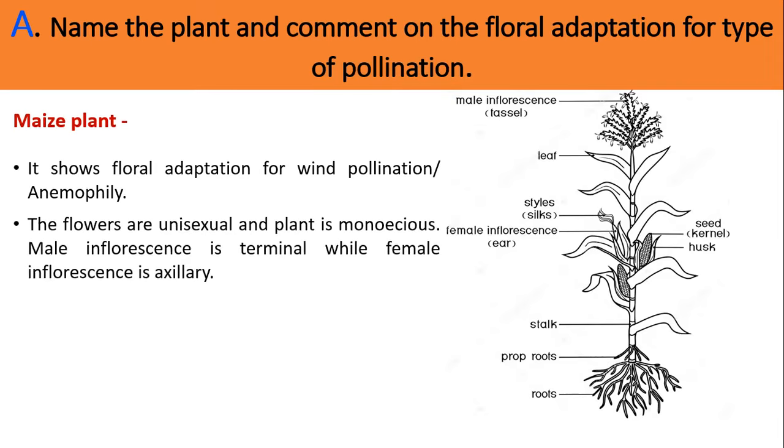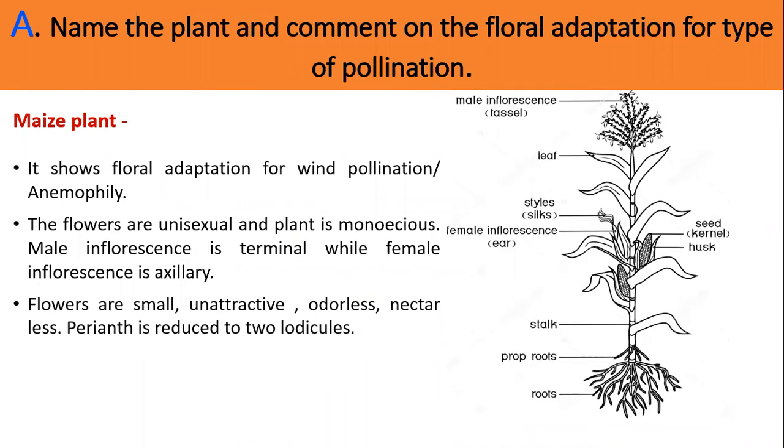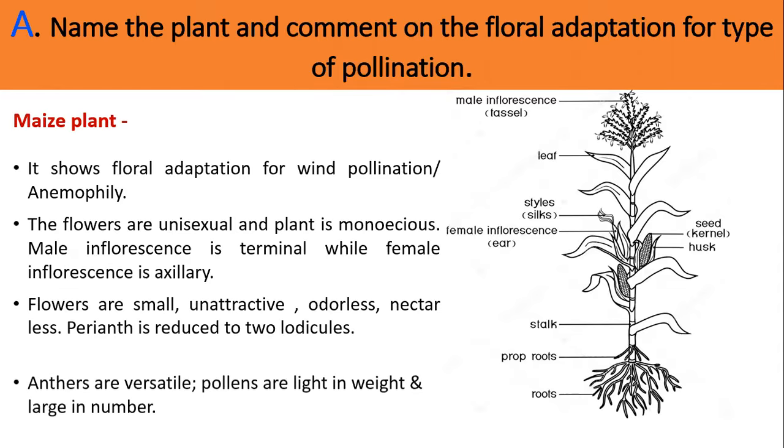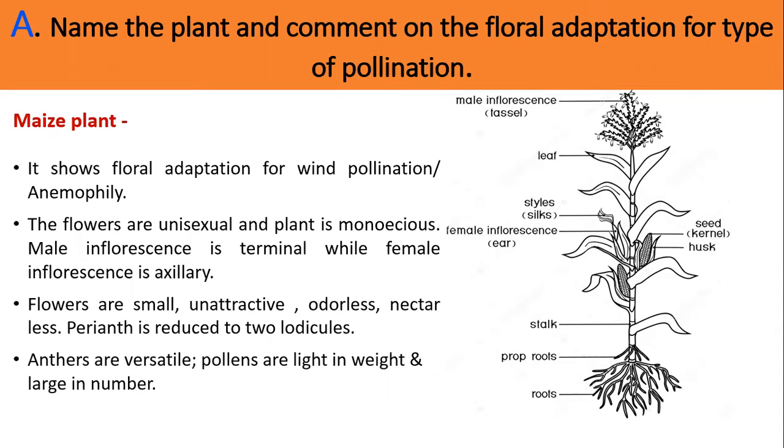The flowers are unisexual and the plant is monoecious, having male and female flowers on the same plant. Male inflorescence is at the top, called the tassel, whereas the female inflorescence is axillary, which is called the ear. The female flowers are small, not attractive, not bright, not colorful, nectarless. They have a perianth which is reduced to two lodicules. The anther is versatile. Pollen grains are light in weight and large in number. This is all you have to write when you get maize for spotting.